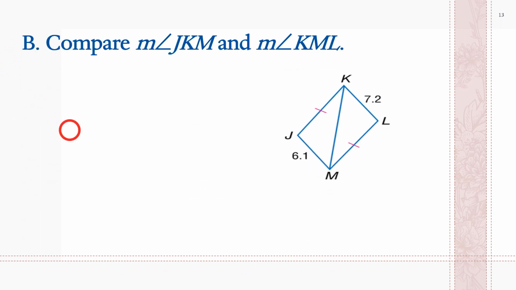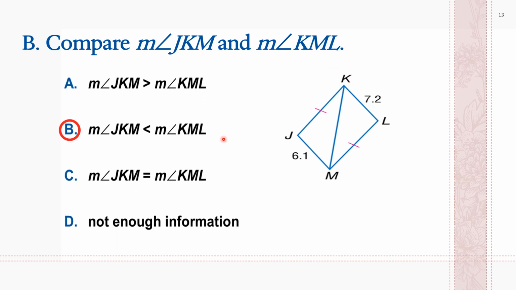Let's compare the measure of angle JKM and the measure of angle KML. Okay, so we could say that the measure of angle JKM is less than the measure of angle KML. So this is by just looking at it, since one triangle is really bigger, no? So this side is greater than the other side, okay?